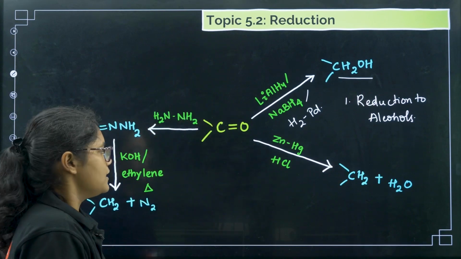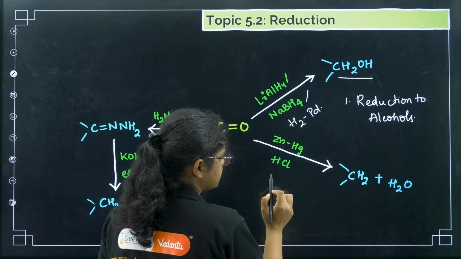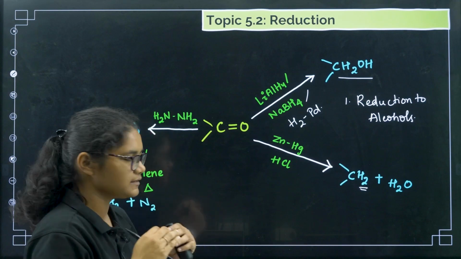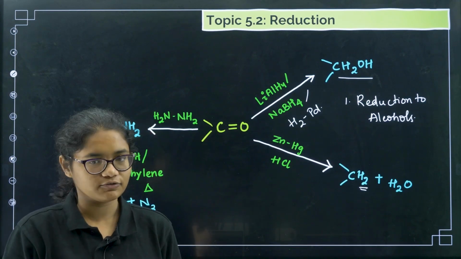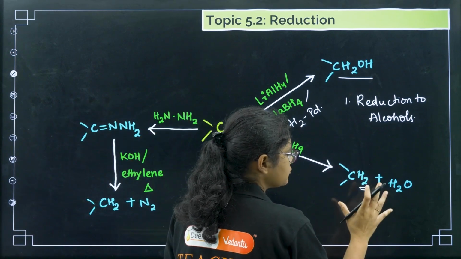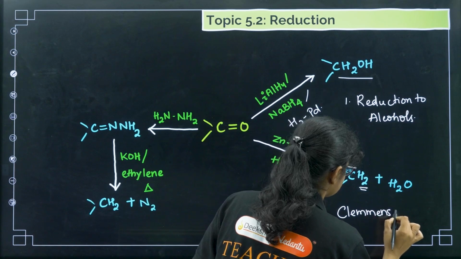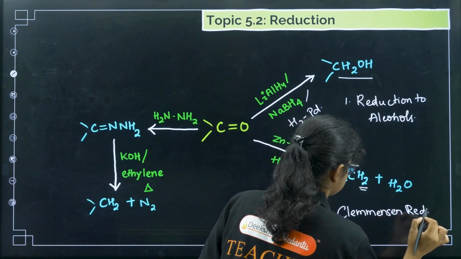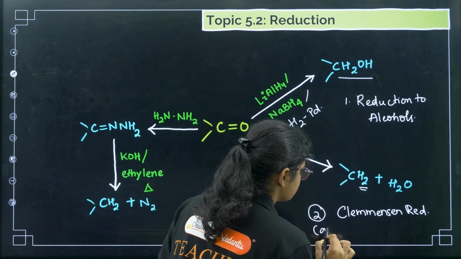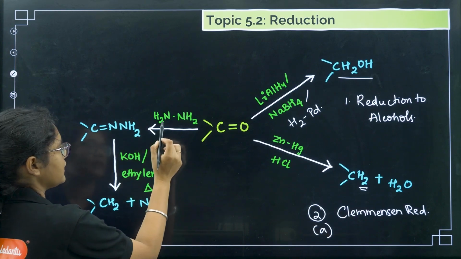Next, coming to reduction to hydrocarbons. If you use Zn-Hg and HCl, this O part will go and 2 hydrogens are added. As you can see, this is removal of oxygen and addition of hydrogen, and that is the definition of a reduction reaction. So these are reduced to hydrocarbons, and this particular reaction is called the Clemmensen reduction. This is your second reaction, reduction to hydrocarbons. The first one is the Clemmensen reduction.